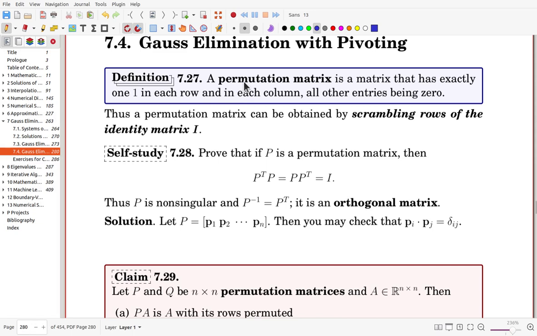A permutation matrix is a matrix that has exactly one 1 in each row and each column, all other entries being 0. In the matrix, only one entry is 1 in each column and each row. So such a matrix can be obtained by scrambling the rows of the identity matrix.